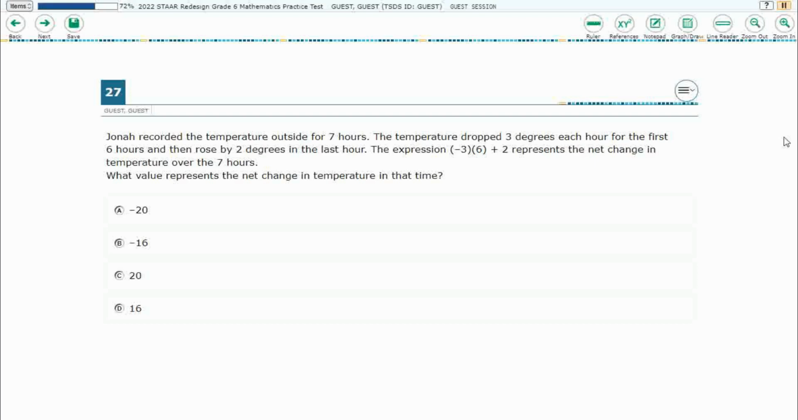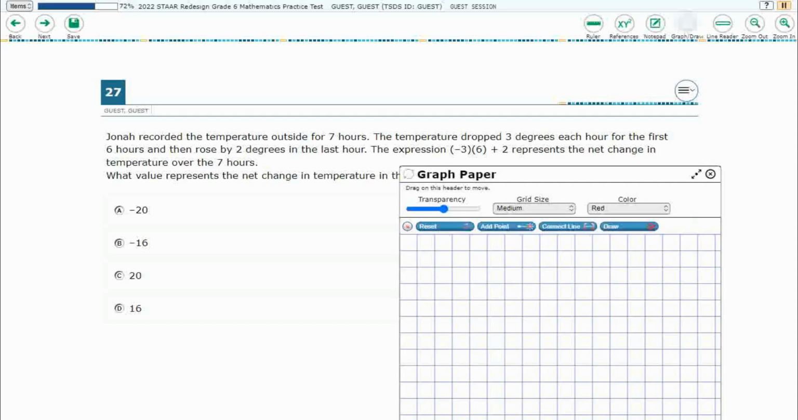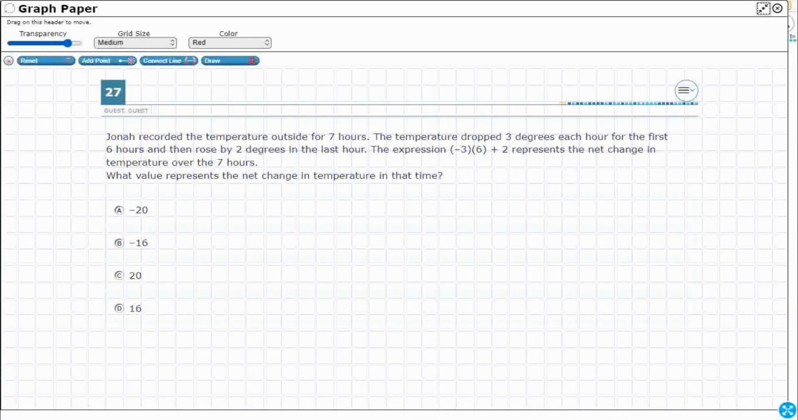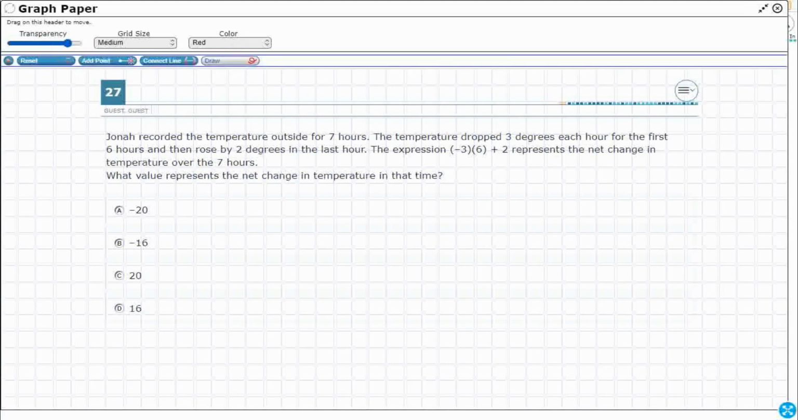So we've got Jonah recording the temperature for 7 hours, and we've got even a little expression here, so we need to find the value of the net change. Okay, so let's open up our graph draw feature, increase the transparency. And so it dropped 3 degrees for each hour for the first 6 hours and then rose 2 degrees for the last hour. And look, they went ahead and gave this to you, right?